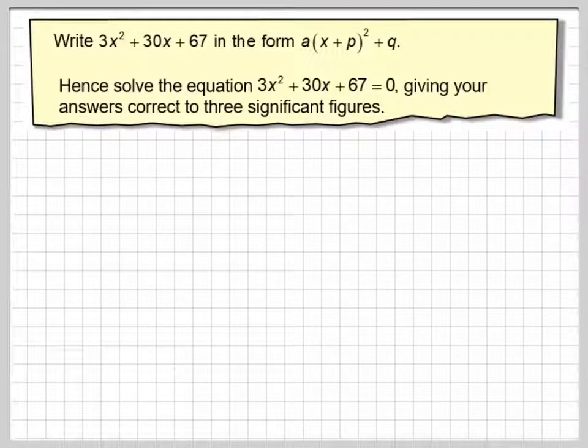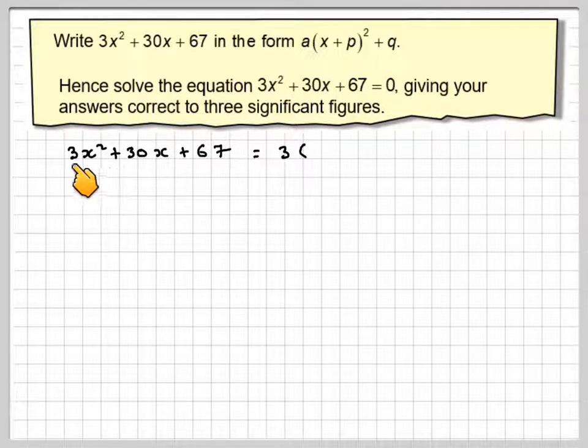Right, in this video we're going to complete the square, and then we're going to use the completed square form to solve a quadratic. So it says write 3x² + 30x + 67 in the form a(x + p)² + q. Hence solve the equation 3x² + 30x + 67 = 0, giving your answer correct to three significant figures. So we've got 3x² + 30x + 67.